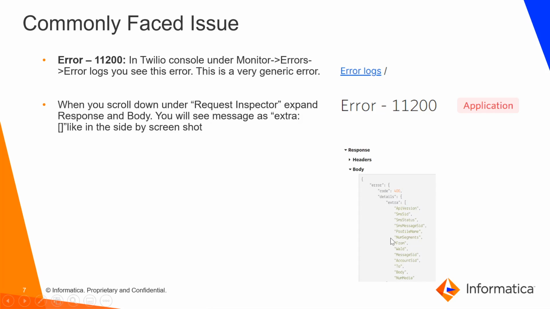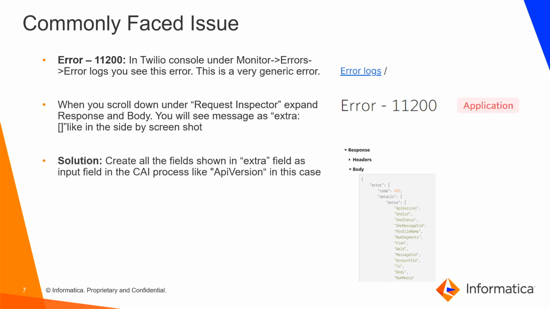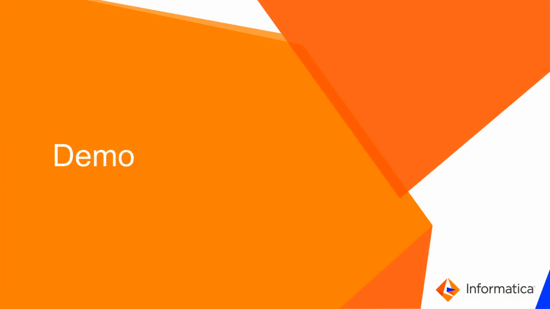As you can see in the figure, you see extra as API version, SMS ID, SMS status. These are fields that are sent by Twilio but are not configured in the CAI process. That's why this error comes. To resolve this issue, you can create these fields, that is API version, SMS SID, etc., as input fields of type text in your cloud application integration and republish the process. Let's jump on to the demo.